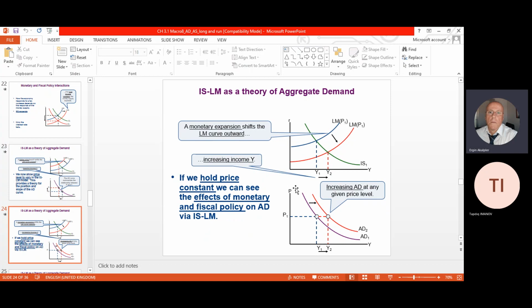Monetary expansion shifts the LM curve outward. If monetary expansion is applied, this will cause an expansion of liquidity money, the LM, and this will increase the output from Y1 to Y2.